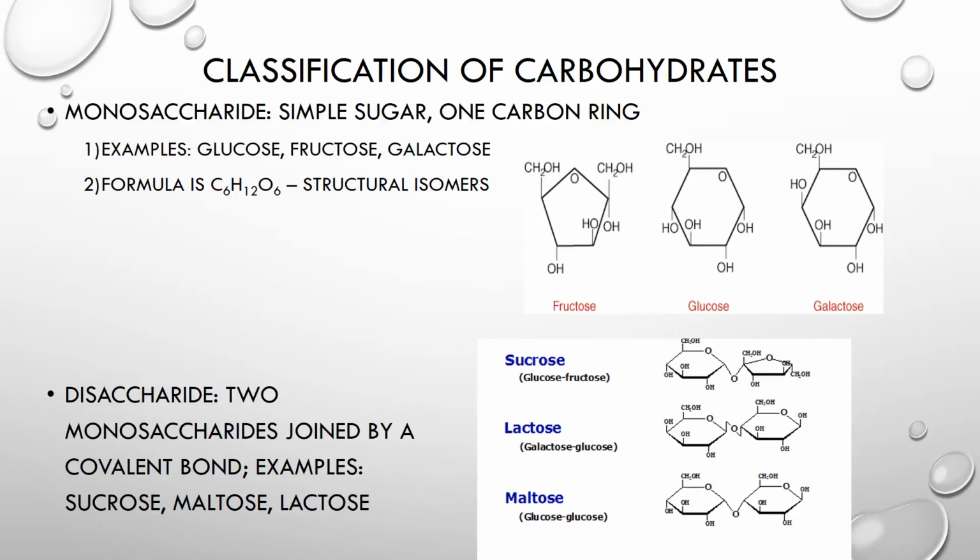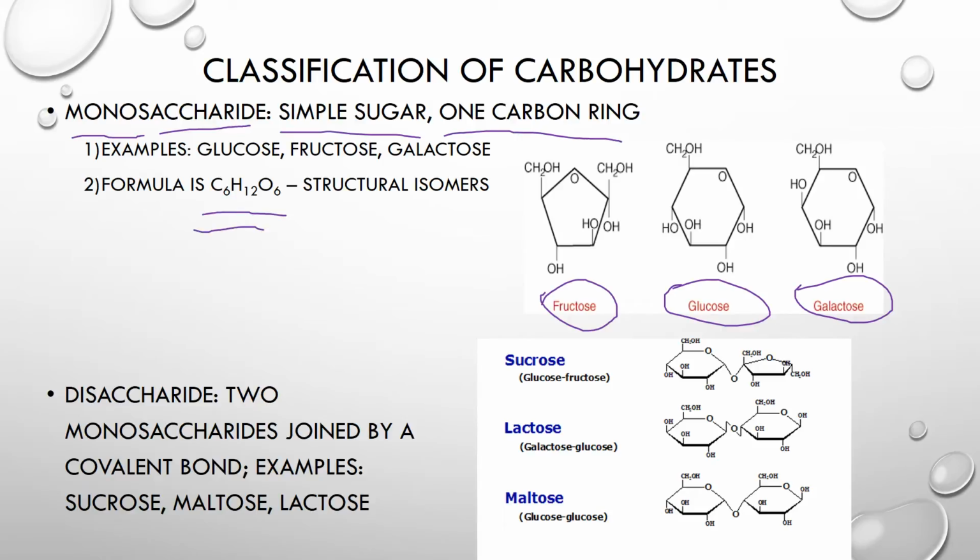There are 3 main classifications of carbohydrates. We'll start from simplest and go to more complex. The first is monosaccharide, mono meaning one, saccharide meaning sugar. So the definition is a simple sugar and it has 1 carbon ring. Examples include glucose, which is what our bodies typically break down and use for energy. Another example is fructose, which we typically find within fruit, and then galactose, which is found in dairy products, not as sweet as glucose though. All of these are stereoisomers of each other, but they have the same formula, C6H12O6.